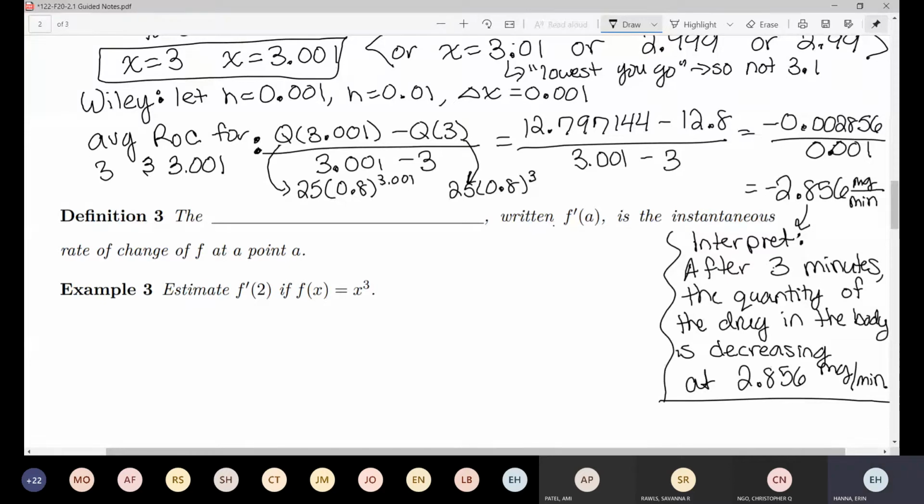So we can always interpret slopes in terms of just the slope value as a rate, and to say that essentially the y value context, so in this case it was the quantity of the drug, so after 3 minutes the quantity of the drug is decreasing by that slope value. Questions, concerns on that?